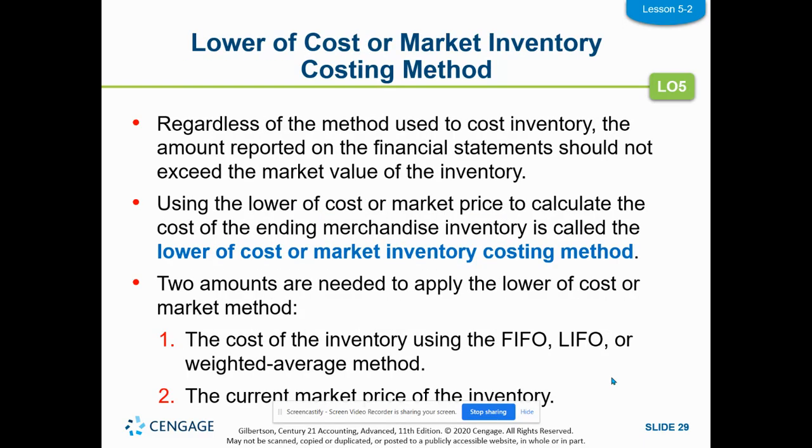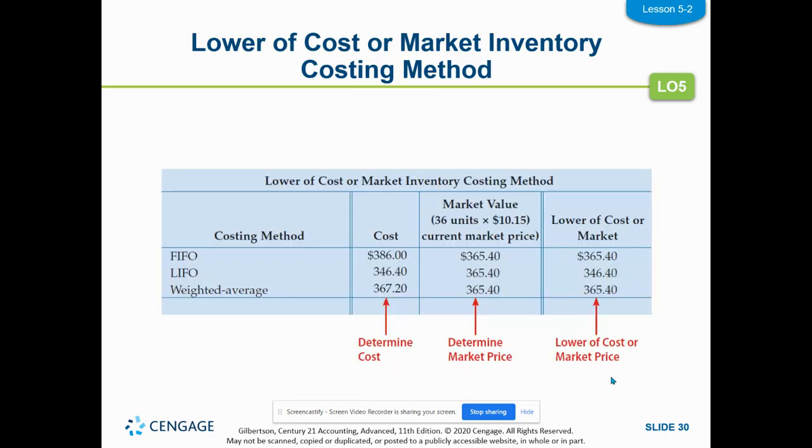So you have your lower of cost or market inventory costing method. We've done this before, but we haven't spent a lot of time on it. It's basically just looking at which one is the best method that's going to give us the lowest cost. So here are our three costs right here: our FIFO cost, our LIFO cost, and our weighted average.